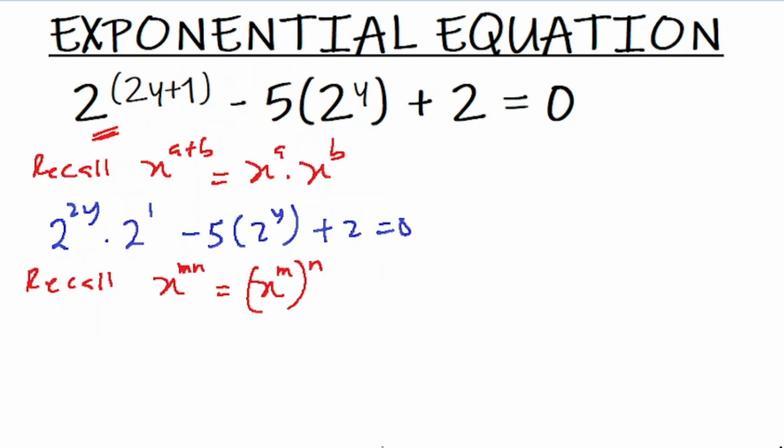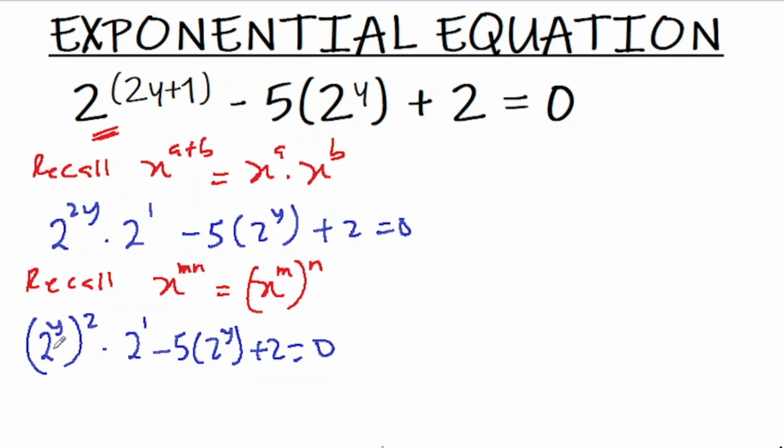Okay, and that will make us resolve 2 raised to power 2y to be 2 raised to power y, all to the power of 2, multiplied by 2, negative 5, 2 raised to power y plus 2 is equal to 0. Okay, so we have 2 raised to power y appearing twice. So for the sake of simplicity, we are going to assume that 2 raised to power y is equal to p, and that will lead to a quadratic equation. So wherever we see 2 raised to power y, we are going to write p there.